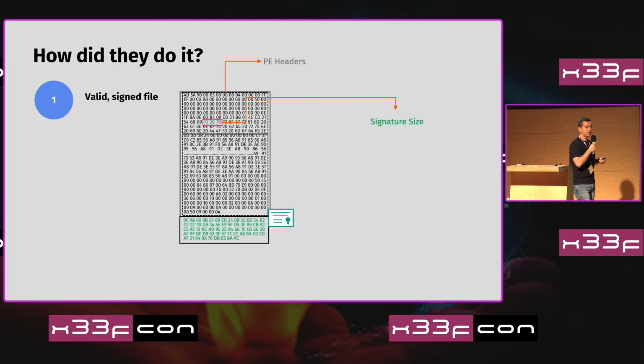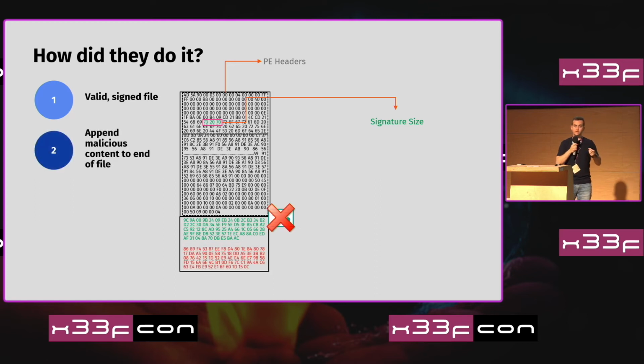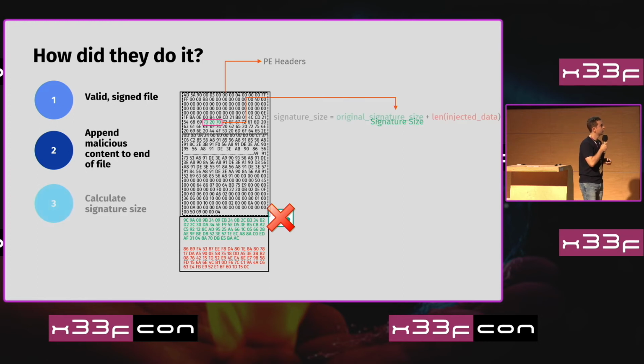Now, when we sign this file, this field will correspond to the actual signature size of the file. Now, once we make a change to the file, here we appended a malicious script. It could be any data that we append to the file. This digital signature is no longer valid. So how do we go about and fix this and make the signature valid?